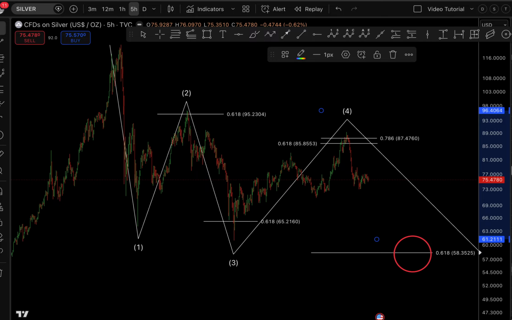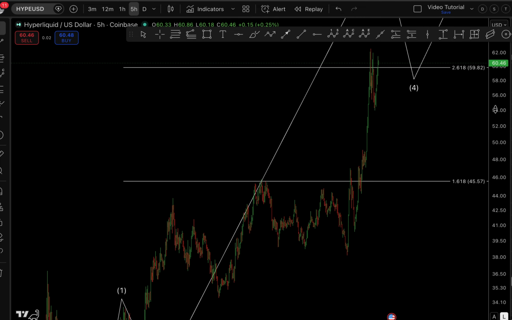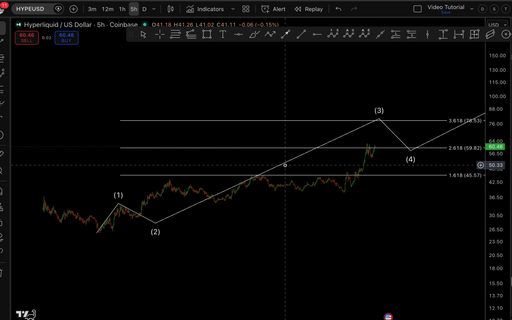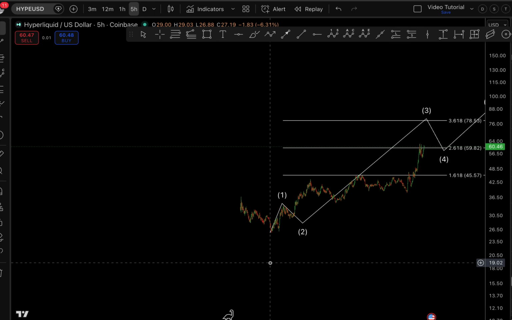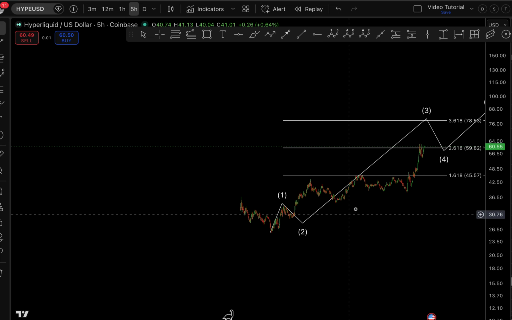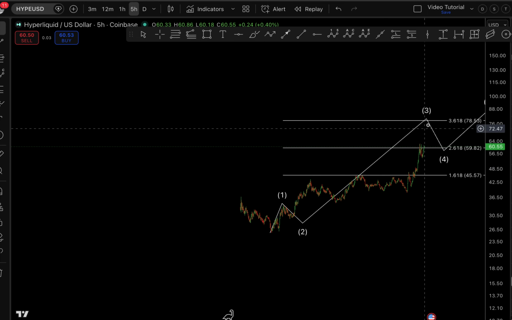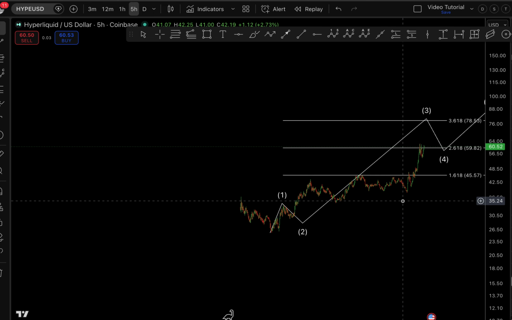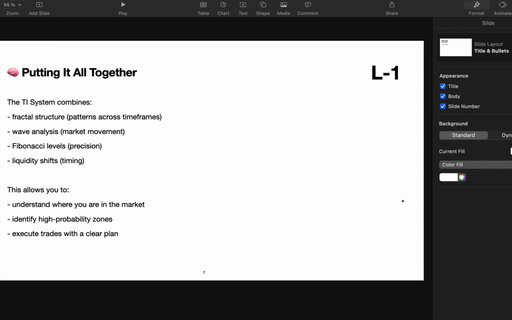Another good example was HYPE, right? With HYPE, we always said, wait, we are in an impulsive way up, right? We're in an up move, but people are like, oh, why is it not going down if Bitcoin is going down? Because we're in an impulsive up structure. So HYPE will not go down even if Bitcoin goes down.